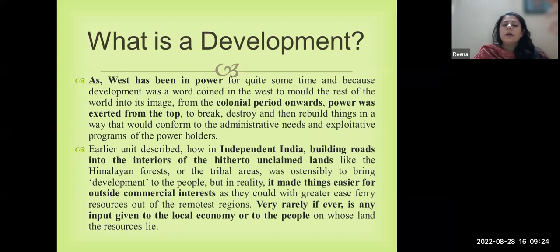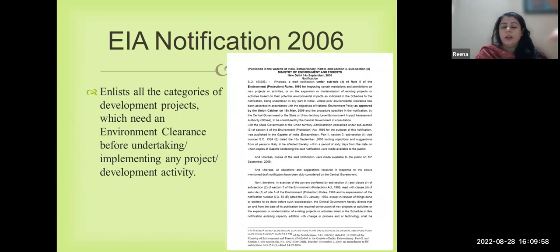When we started creating these roads and infrastructure in major parts of our country, it was thought that, for example, in Himalayan forests or the tribal areas, these people never have any access to the outside world. But when we constructed these roads and infrastructure in these areas, for example promoting ecotourism, it made things easier for outside commercial interests to get into these remotest regions, where very rarely, if ever, is any input given to the local economy, which is the fact at present. So that has to be taken care of.